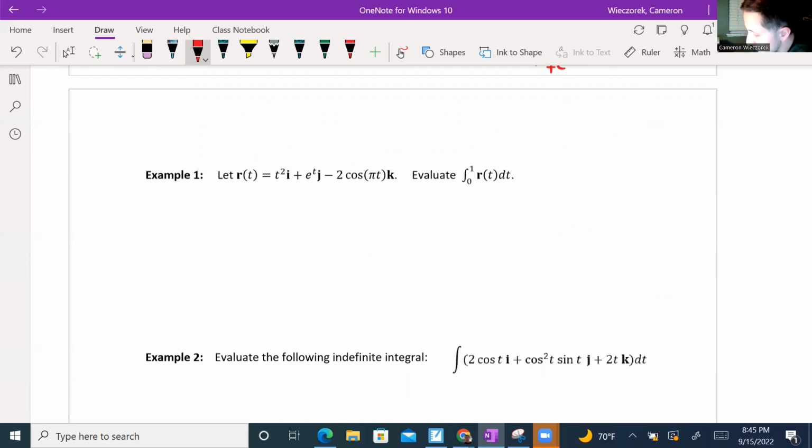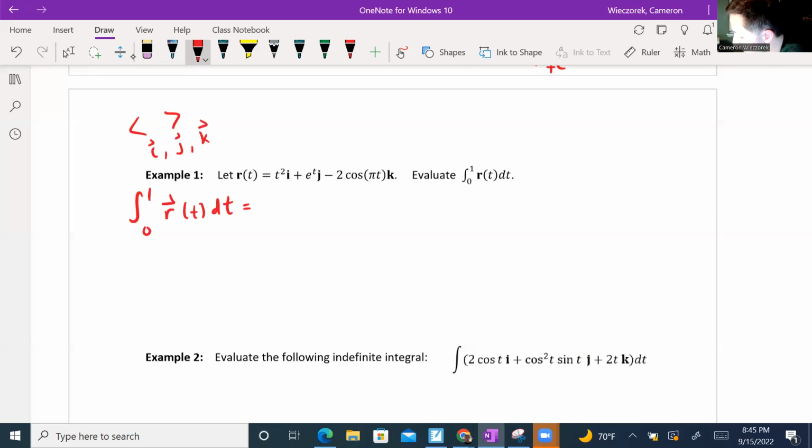Okay. So really, we're just going to go component by component. I'm going to write it out. 0 to 1, r of t dt. You can use bracket notation or you can use ijk notation. That's up to you. I think I'm going to try to do it both ways in certain problems just so you can see what's going on. I'm going to choose ijk for this one.